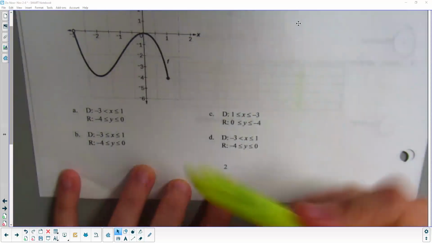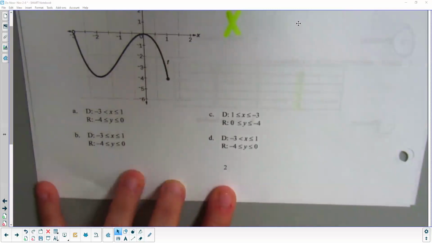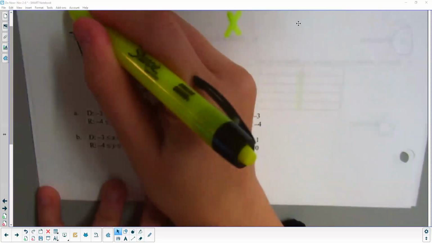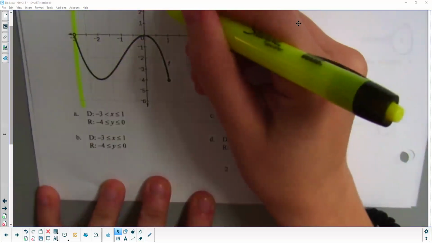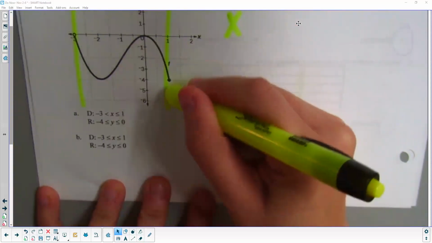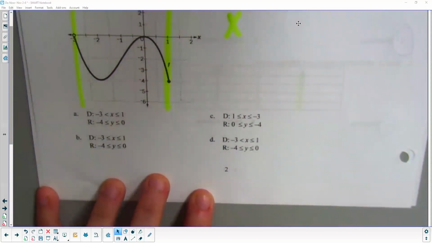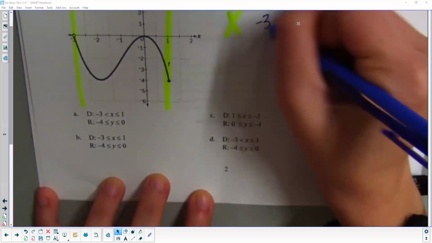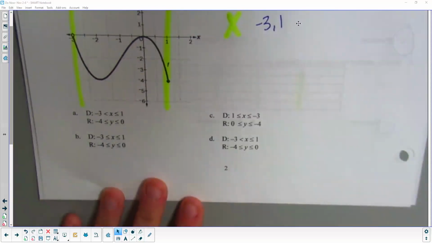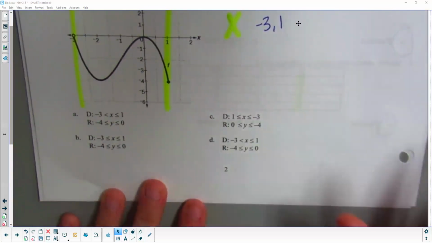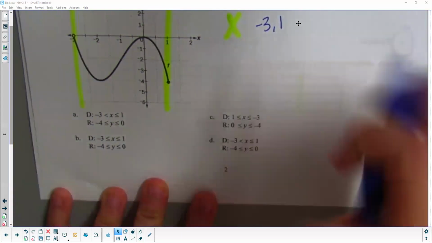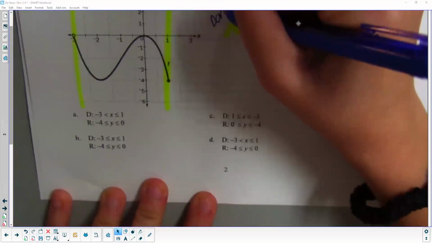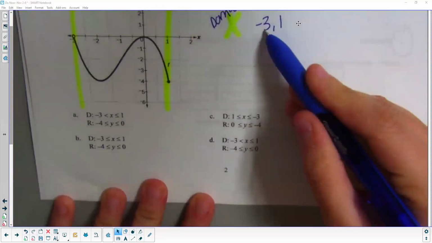I'm going to make my x values in yellow, and I'm going to highlight where the graph starts and where the graph stops. So it starts at -3, and it goes all the way to 1. So I'm looking for all of the answer choices when it talks about our x values, which is our domain. I'm looking from -3 to 1.